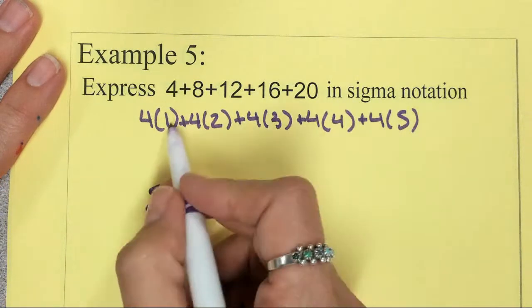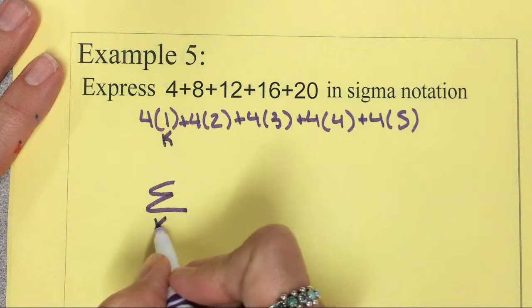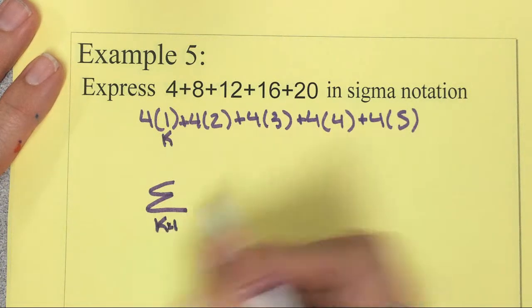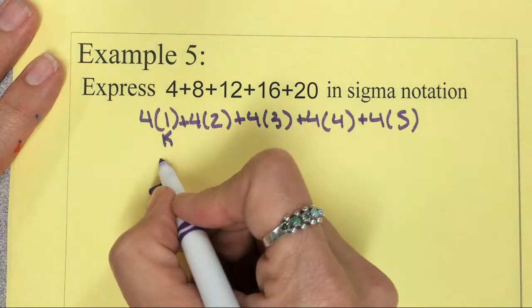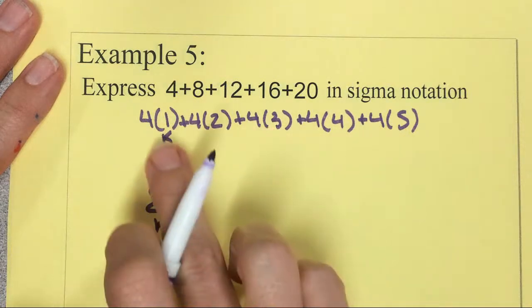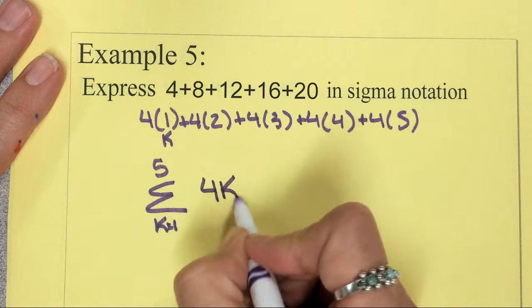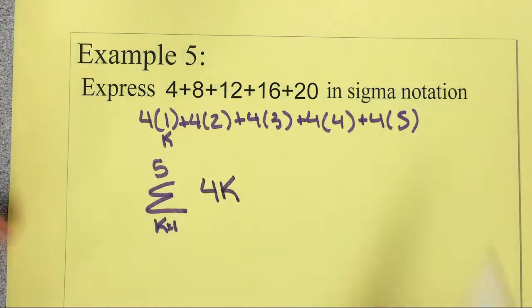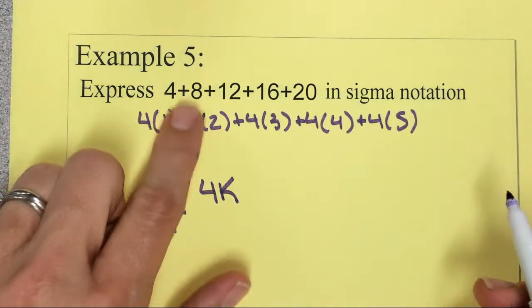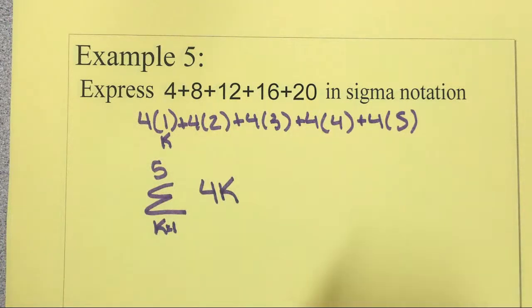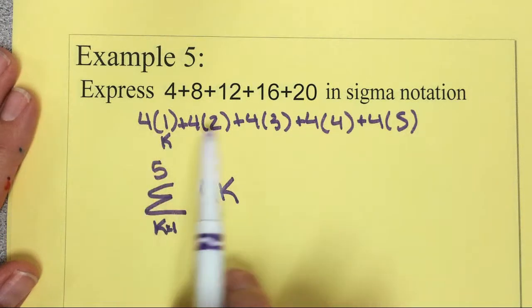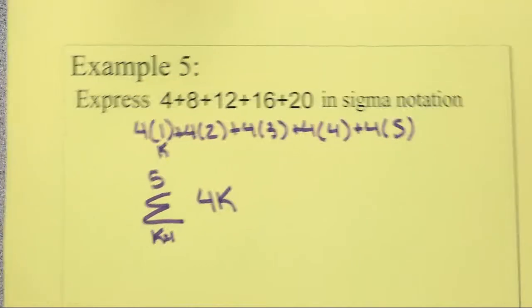So I'm going to write my sigma. My first k was 1, and my last k, the last number in the parentheses, was 5. And every one of these k's, the 1, the 2, the 3, the 4, and the 5, were multiplied by 4. So when you have repeated addition, I was adding 4 every time, we're going to write them as multiplication.